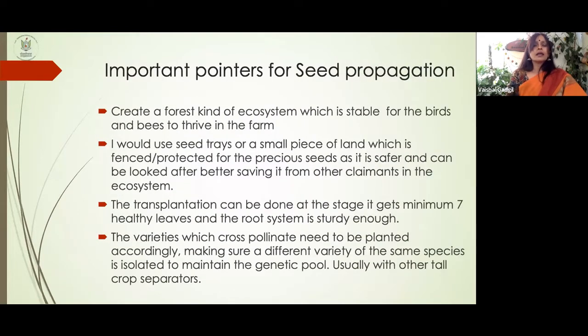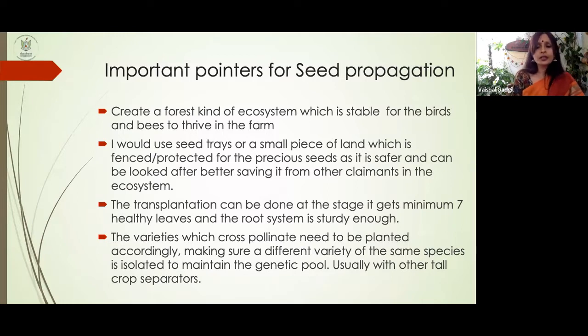Create a forest kind of ecosystem which is stable for the birds and the bees to thrive in the farm, because they are the ones who will pollinate the seeds. If you have a very small quantity of seed, it is better to use seed trays or a small piece of land in your farm or garden where you can do the sapling and give it nice care. Once it has grown, say with 7 healthy leaves, you transplant them because the root system is sturdy enough.